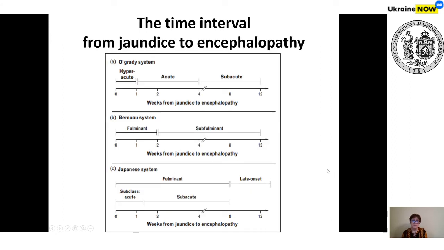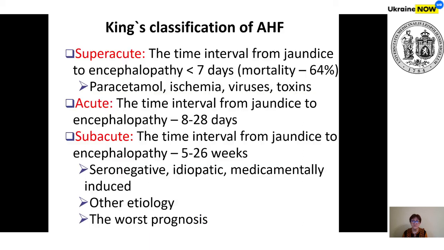All classifications of severity of hepatic failure use the time interval from jaundice to encephalopathy. The classical King's classification of acute hepatic failure: superacute, when the time interval from jaundice to encephalopathy is less than 7 days, mortality rate 64%. It's mainly paracetamol poisoning, ischemia, viral hepatitis, and toxins.